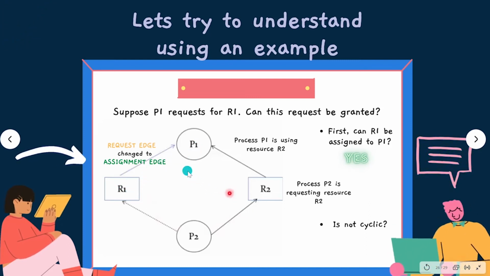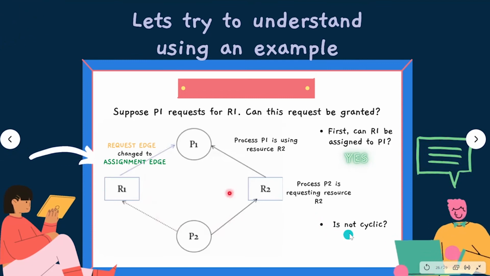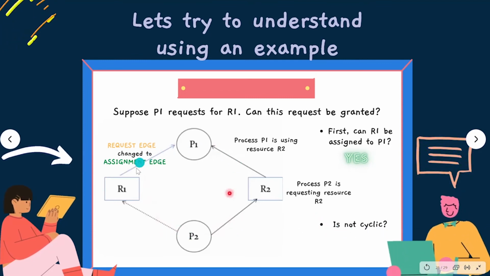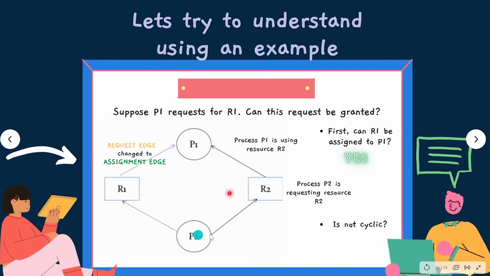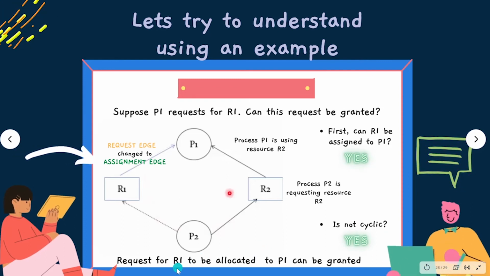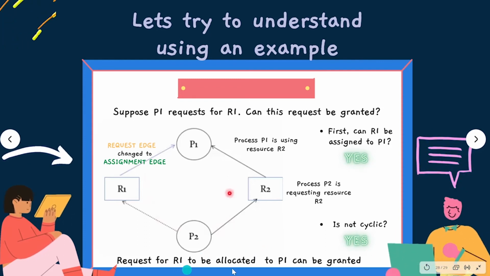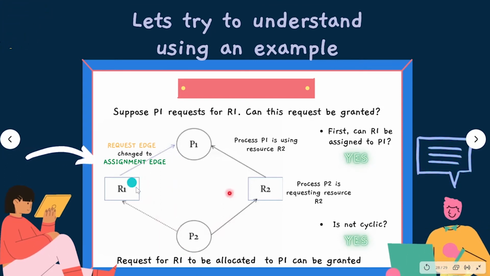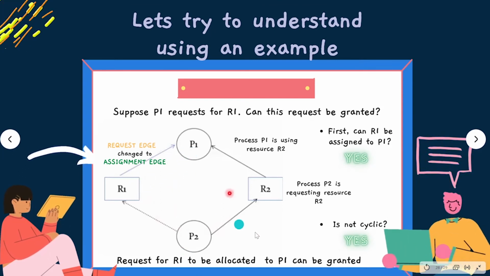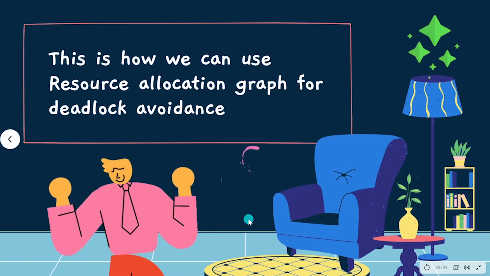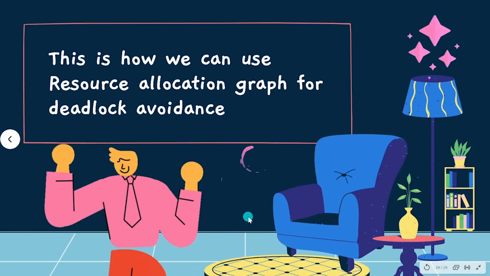And now we have to ask the question, is it not cyclic? So we look at the arrows again, and we can see that it's no longer cyclic, and so our answer will be yes. And finally, the request for R1 to be allocated to P1 can be granted, so resource 1 can be allocated to process 1, and in this way we can use resource allocation graph for deadlock avoidance.